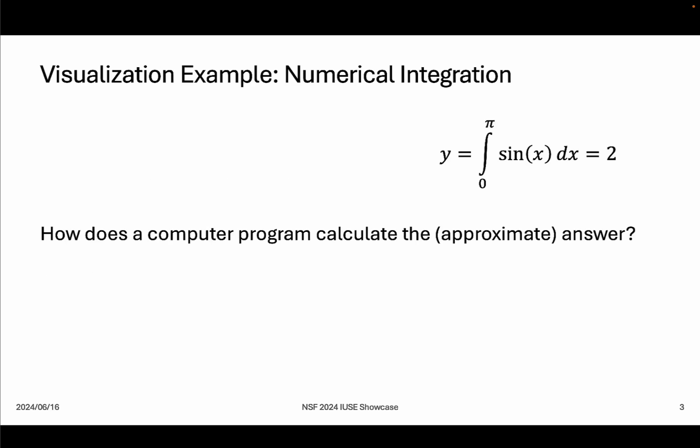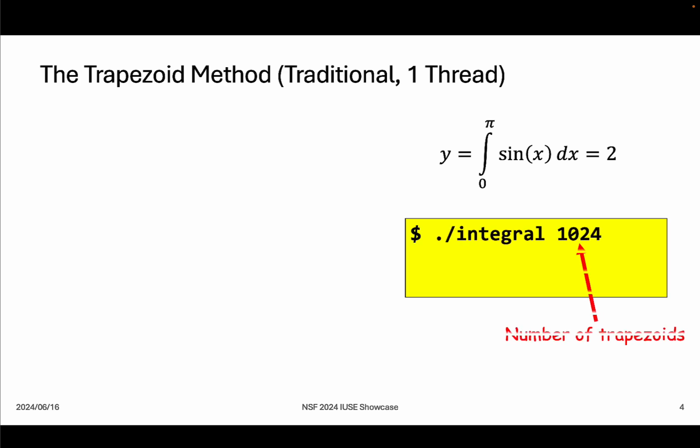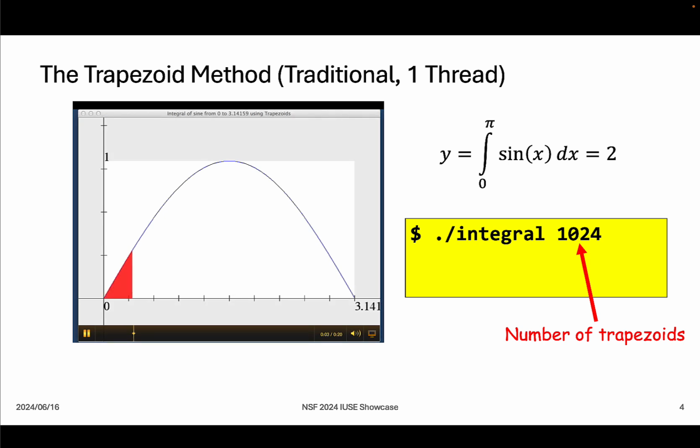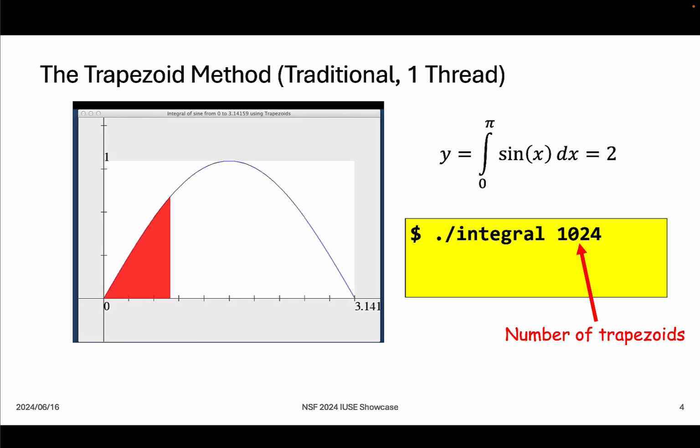To give you an example visualization, if we wanted to compute the integral, the sine of x dx from 0 to pi, the answer for this is 2. A computer program typically does this through an approximation technique. So what is that technique? Well, we can illustrate this using TSGL using the trapezoid method, where the function basically draws trapezoids from the x-axis up to the sine curve, sums those trapezoids, and the combined sums are an approximate value for the integral.